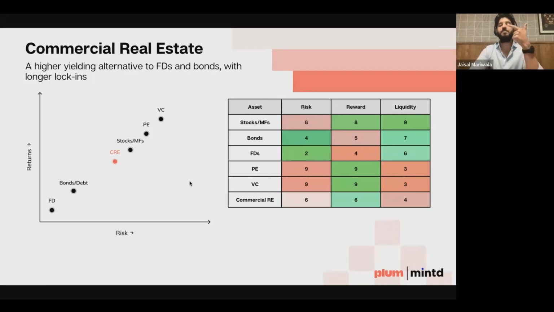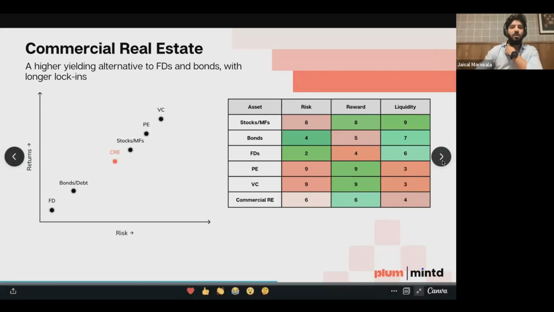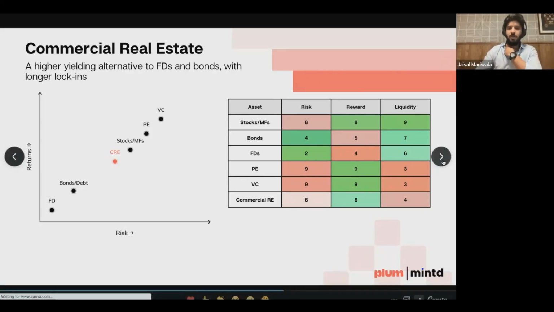Do I need fixed income? Do I have a 5-year time horizon? Do I trust the platform through which I'm going? And will there be a tenant for 5 years? Think of this as a higher yielding alternative to FDs and bonds.